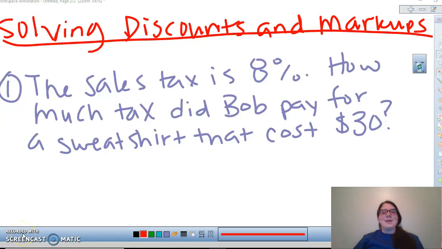Hello class. Today we're going to be talking about solving discounts and markups. So problem number 1, the sales tax is 8%. How much tax did Bob pay for a sweatshirt that cost $30?